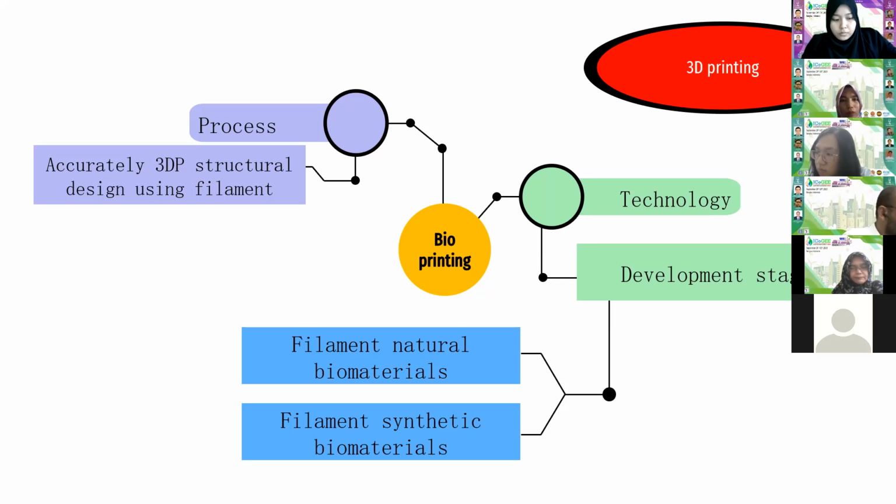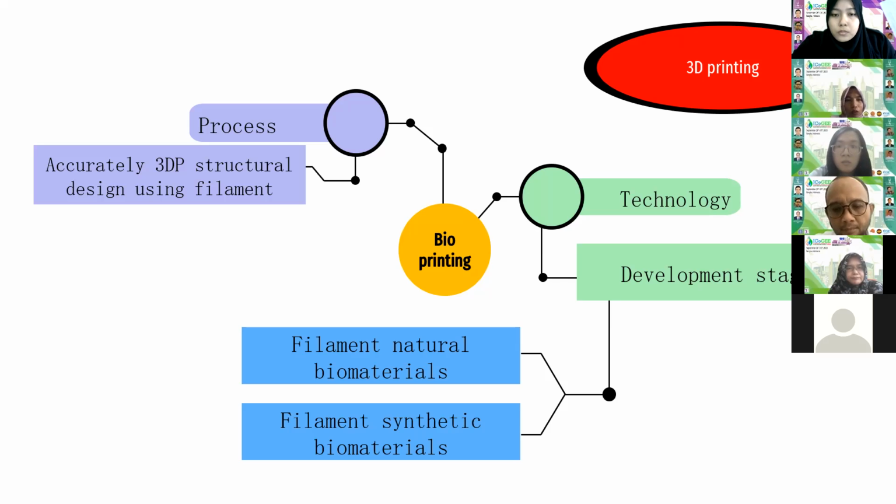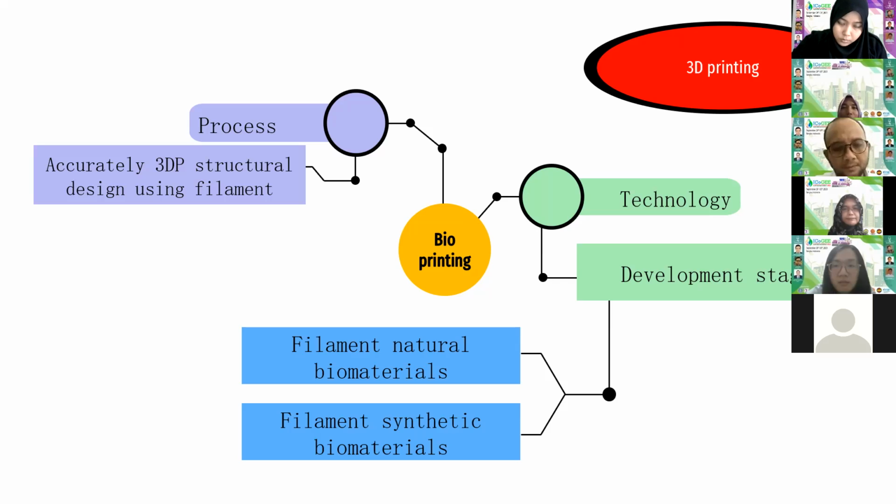Bioprinting is a process of acquiring 3D printing structural design using filament, and these technologies are until now still in the development stage. Applications in various engineering fields continue to increase, such as tissue engineering. As a forming material in 3D printing, many types of commercial filament have been developed. Filament can be produced from either natural or synthetic biomaterials alone or a combination of the two as a hybrid material.